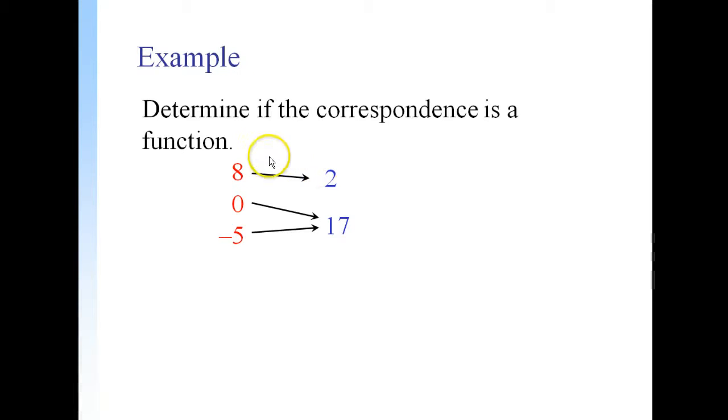So, we're asked to determine if the correspondence illustrated here is a function. Now, our first elements, these would be our x's. We have an 8, a 0, and a 5, -5. As they correspond to what's in the y elements, are the x elements used more than once? Well, look at it. There's one arrow, one arrow, one arrow, each from a different x element. So this is a function.